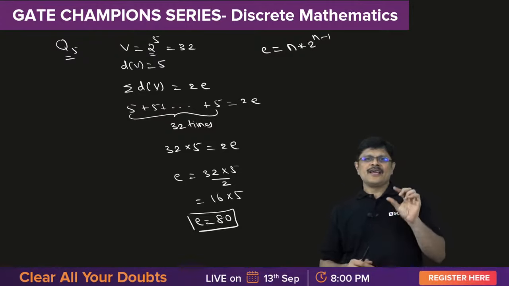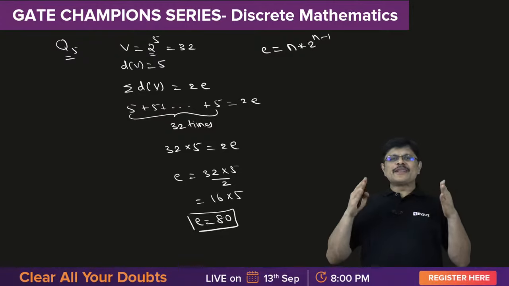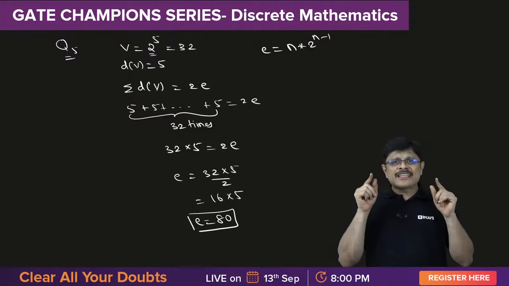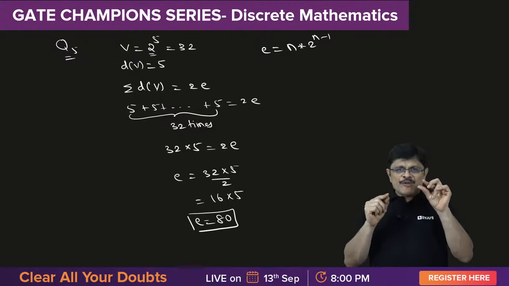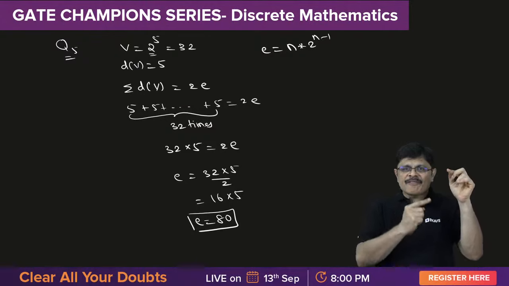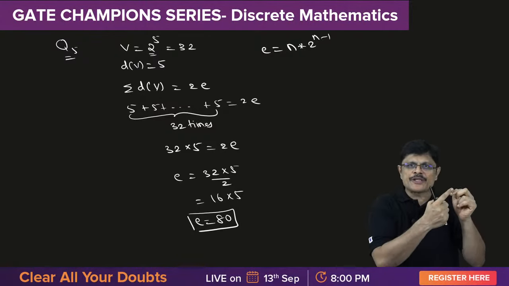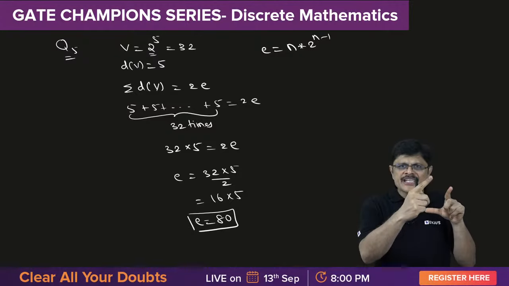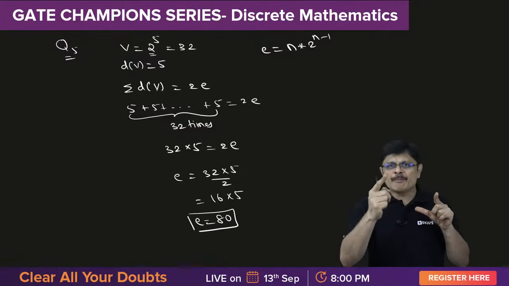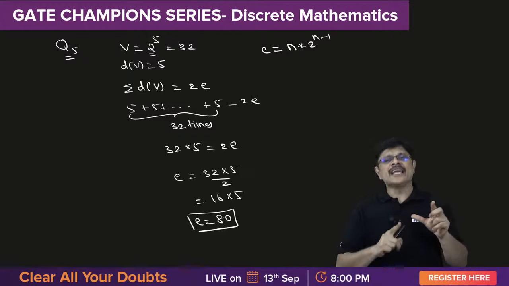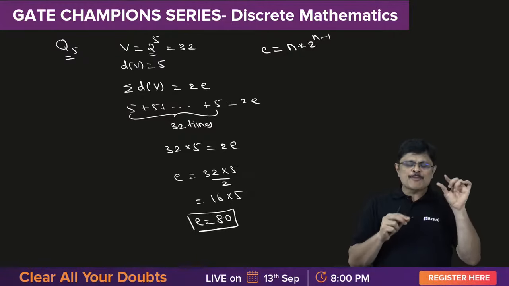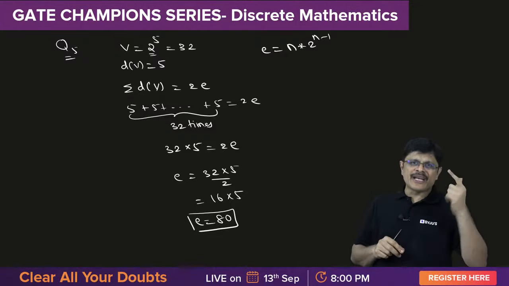Why, sir? Each vertex is labeled with a binary string of length n. And this vertex will be adjacent to another vertex if it differs by exactly one bit position. So if the first bit position differs, one edge. Second bit position differs, one edge. Third bit position differs, one edge. Nth bit position differs, one edge. So for each bit variation, there is one edge, my dear friends.